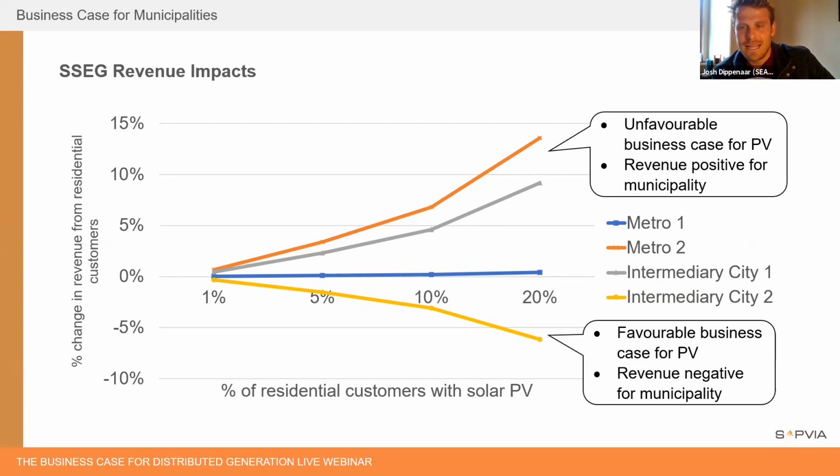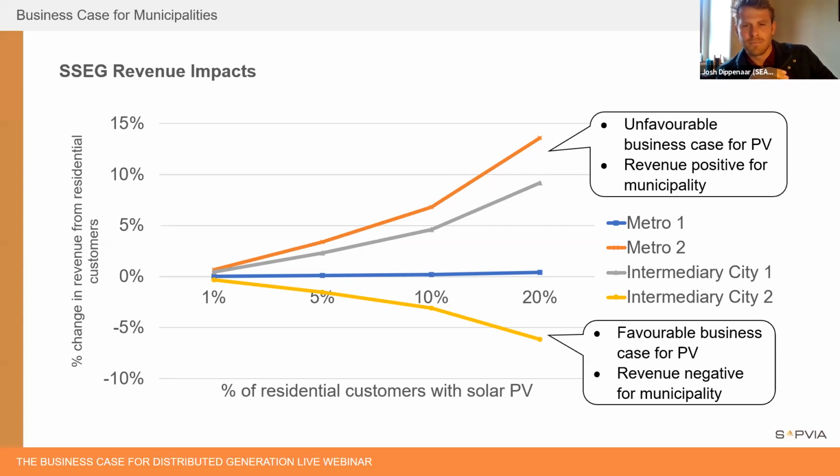So I think the point we're trying to make here is that some of those tariffs previously, and I'll comment on which ones they were, can increase the revenue. In these charts, the x-axis shows the percentage of customers with solar PV. So this is residential customers, all the way across to 20% of customers having solar PV on the right-hand side. The y-axis shows the percentage change in municipal revenue. Up shows an increase in municipal revenue, and down shows a decrease when customers move from being normal residential customers to being solar PV customers on SSEG tariffs.